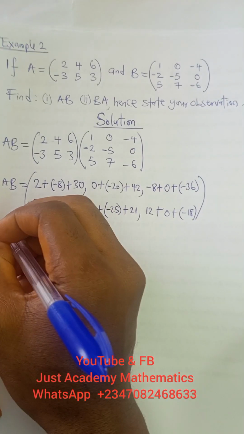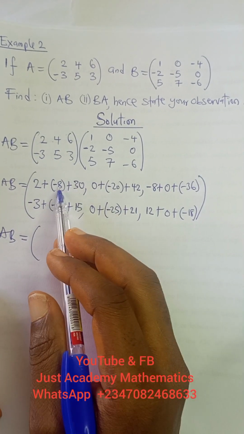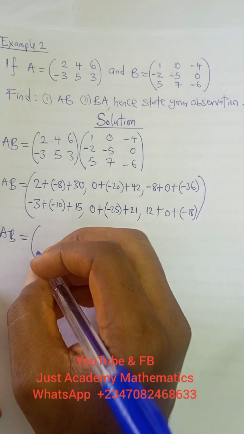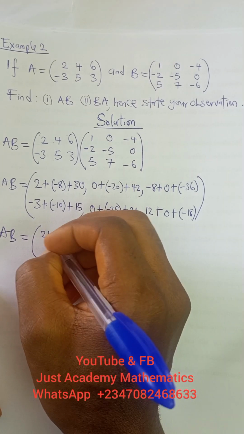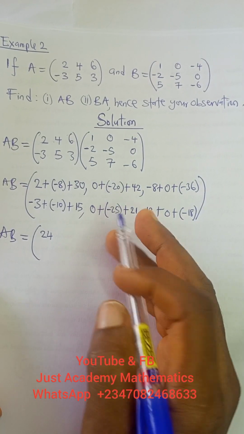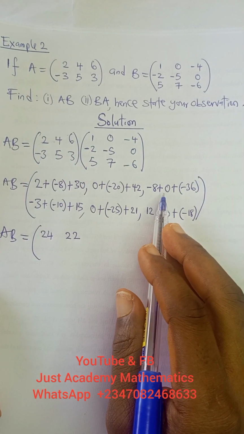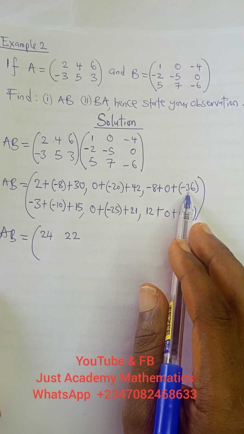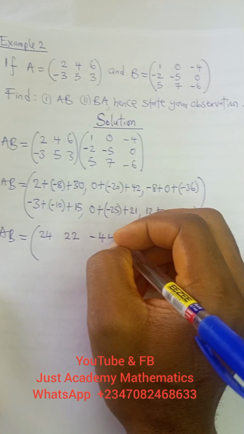So we add up. We have that AB is equal to, now 30 minus 8 is what? 22. 22 plus 2 is what? 24. So we have 24 here. Now 42 minus 20 will give us what? 22. Then here, 0, nothing. Minus 8 minus 36 will give us minus what? Minus 44.